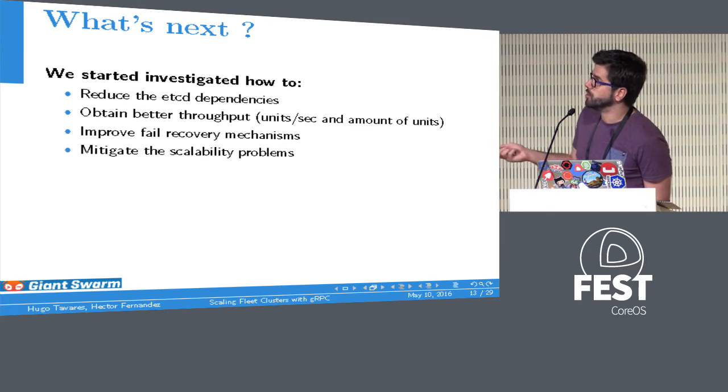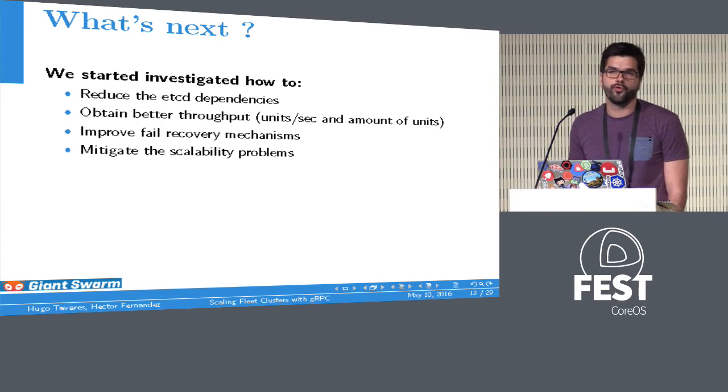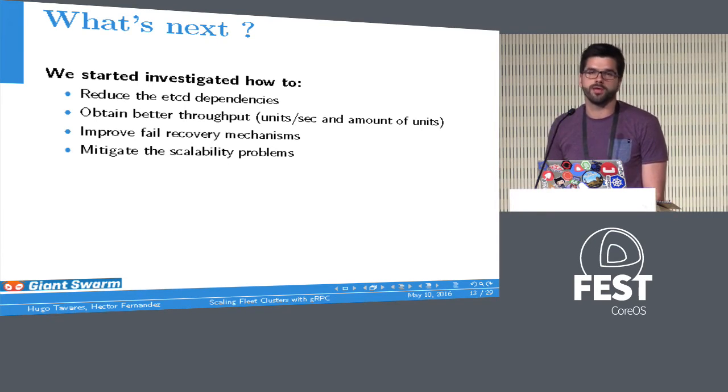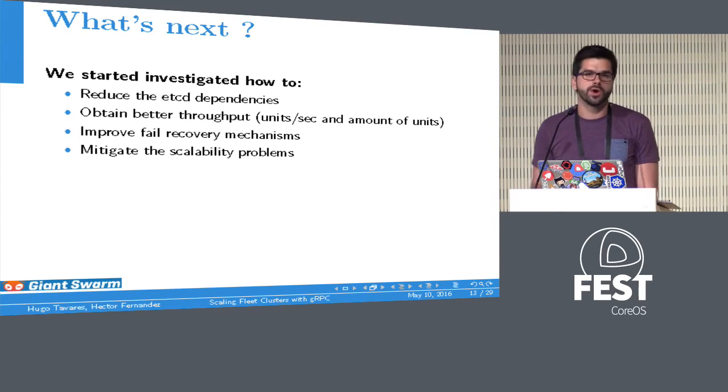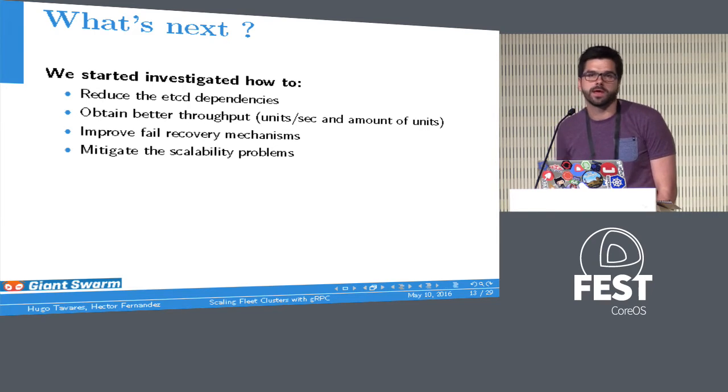And also, we wanted to improve the fail recovery, right? So we have Fleet agents that disappear. They don't work, we cannot connect to them, and you don't know what is going on. So we wanted to improve that. Or, for instance, you have network hiccups, and that agent or that node goes away.